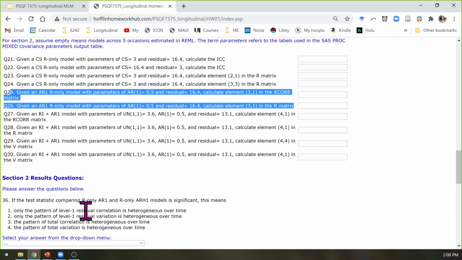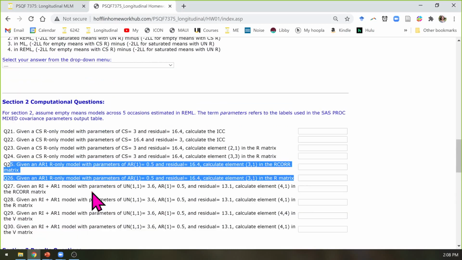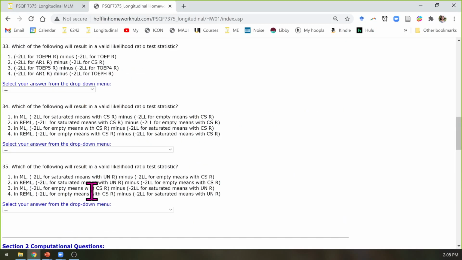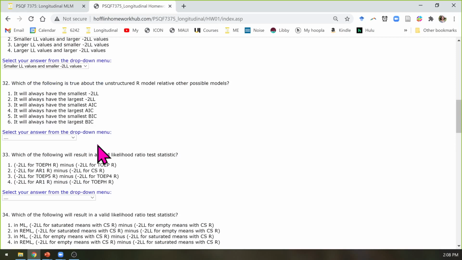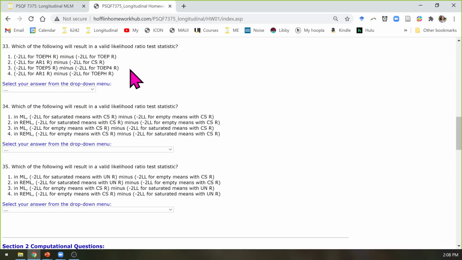And okay, so the other questions I can remind folks, these questions up here about which of the following will have a valid likelihood ratio test statistic. How to approach this question is to first ask yourself, are the two models to be compared in the right order? The right order is the model that has fewer parameters has to go first, followed by the model that has more. That is the only way that the net result of the subtraction will be a positive number. So some of these options are wrong because they're in the wrong order.